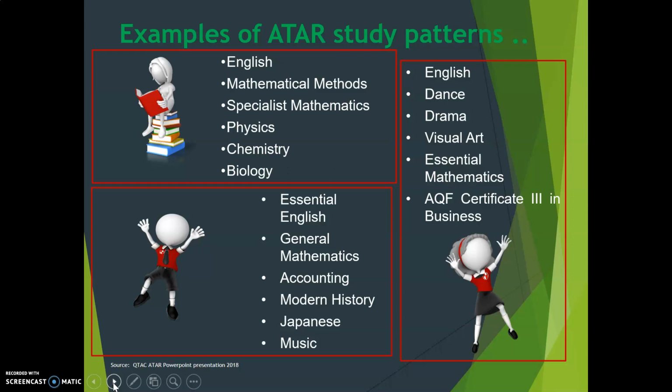This particular person has English, dance, drama, visual art, essential mathematics, and a Certificate 3 in business. That person qualifies for an ATAR as they have 4 general subjects: English, dance, drama, and visual art. They have 1 applied subject, essential mathematics, and they also have a Certificate 3 in business. So they have covered that pattern very, very well. And again, because they're doing general English, they would be able to apply for a course at university if they get the ATAR that is required.